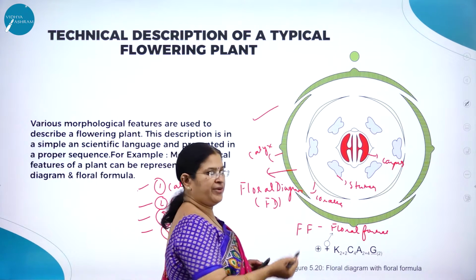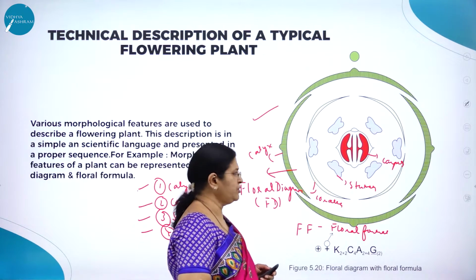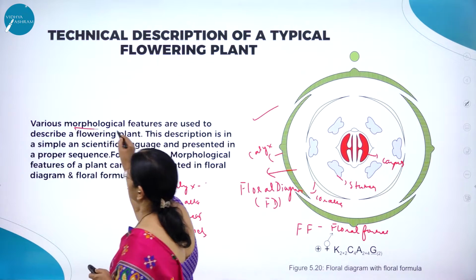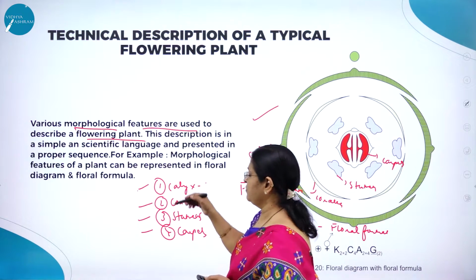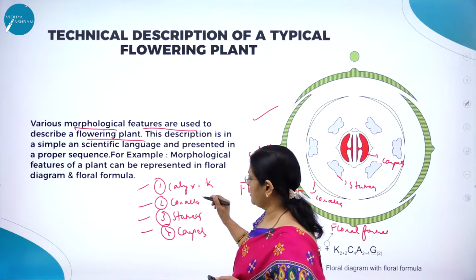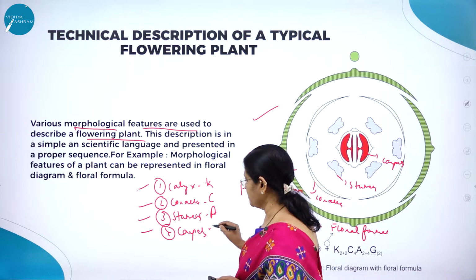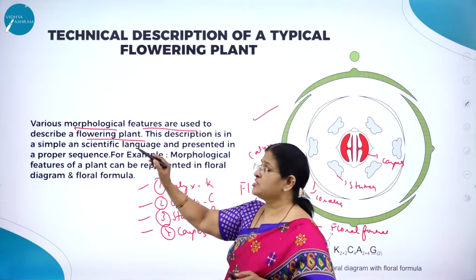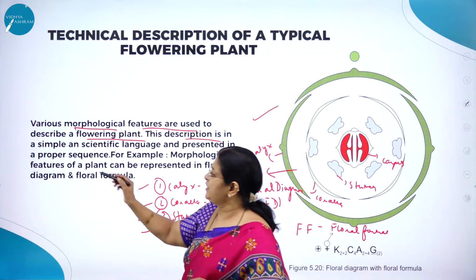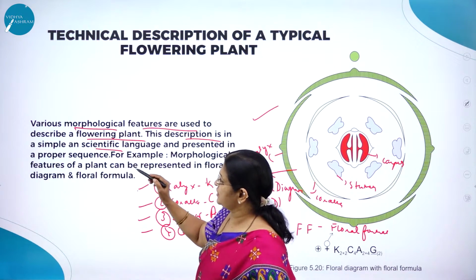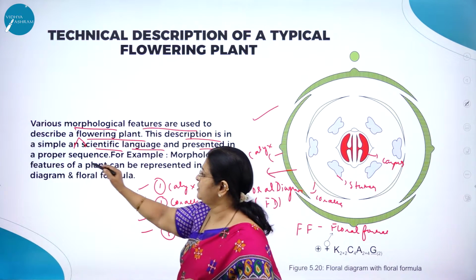Based on that, we use a word called estivation, the mode of arrangement of sepals and petals with respect to each other. Now let us see what this is. Various morphological features are used to describe a flowering plant. As I said, for calyx we use K, for corolla C, for stamens A, and for carpels G. So various morphological features are used to describe a flowering plant, in a simple scientific language and presented in a proper sequence.